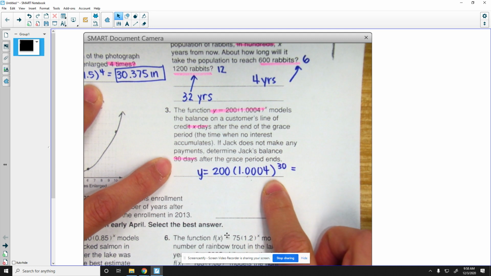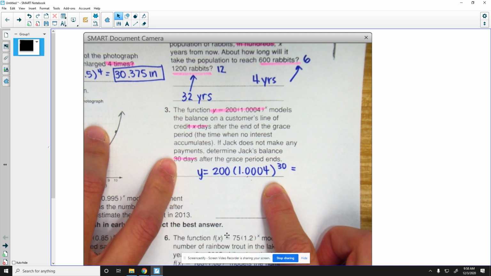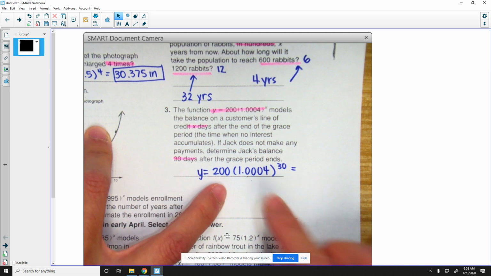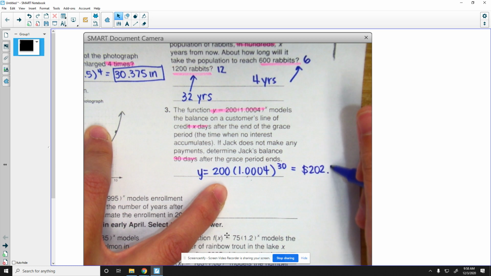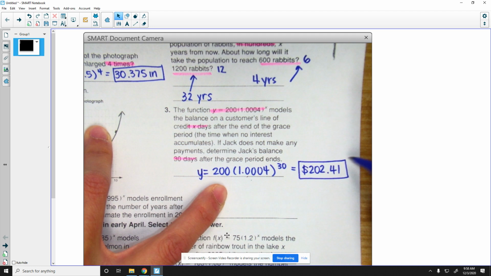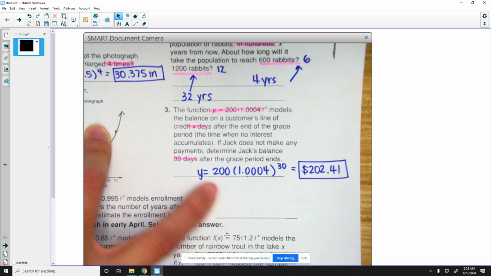Someone else online, I hope you have calculators at home. If you don't have one, then use your phone calculator app. Can someone else online tell us how many dollars that is and how many cents? 202.14. Thank you, guys. That is perfect.